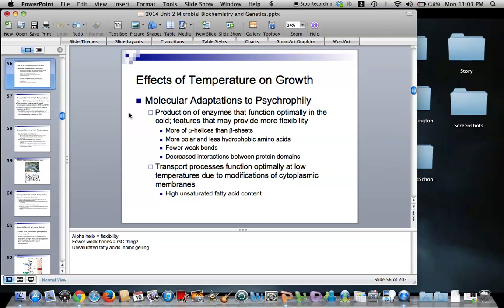Alpha helices are up, beta barrels are down for flexibility reasons. A police, more polar and less hydrophobic. Police force, fewer weak bonds. Detective, decreased interactions between domains.